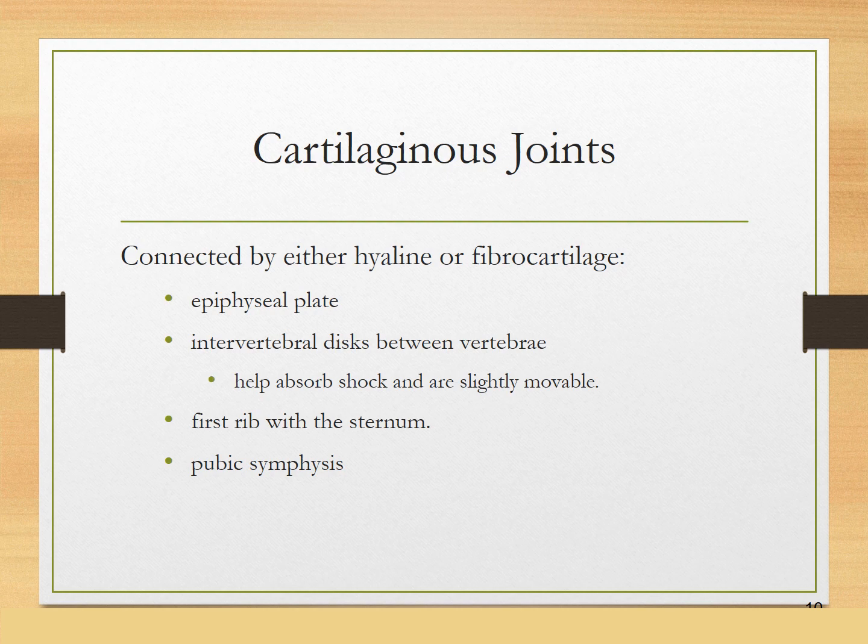The intervertebral discs are discs that are found between the vertebrae, and they act as shock absorbers. These are slightly movable. There's a cartilaginous joint between the first rib and the sternum, and a cartilaginous joint that connects the two pubic bones.